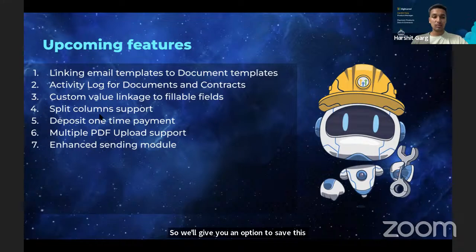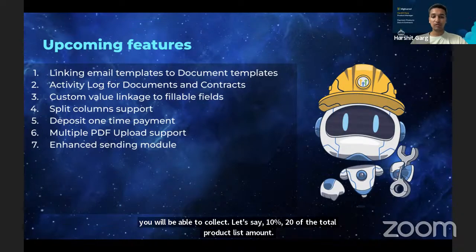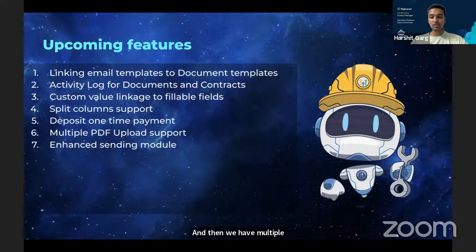Along with that, we are planning to pick up split column support, where essentially you can place two elements side by side. Currently, you only have vertical placement. Then we have a deposit one-time payment option coming up, where you will be able to collect, let's say, 10%, 20% of the total product list amount. And then we have multiple PDF upload support, which is planned, where essentially if you have, let's say, 10 documents and you want to send them all at once, you currently have to send them as 10 individual documents. You're not able to merge them into a single one and send the whole file over. So that is something that we'll enable you to do.